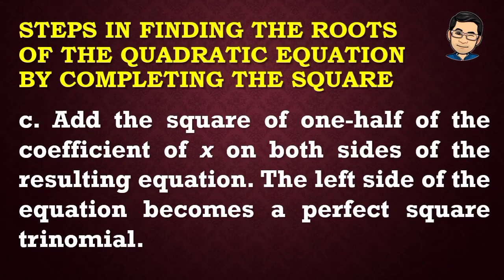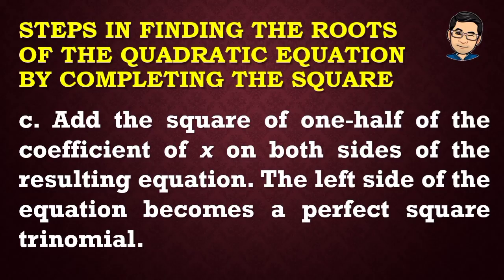So, our third step, add the square of 1/2 of the coefficient of x on both sides of the resulting equation. The left side of the equation becomes a perfect square trinomial. So, kung matatandaan yung kaninang review natin bago tayo mag-start sa discussion, meron tayong activity na isusupply yung missing term to make each of the following expression a perfect square trinomial. So, ganun din naman yung steps.